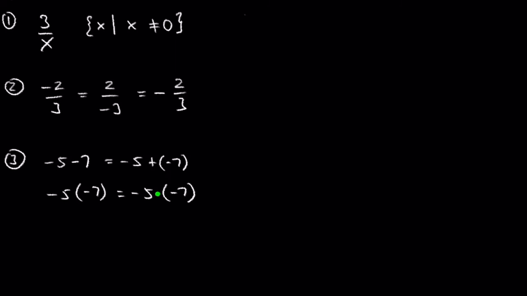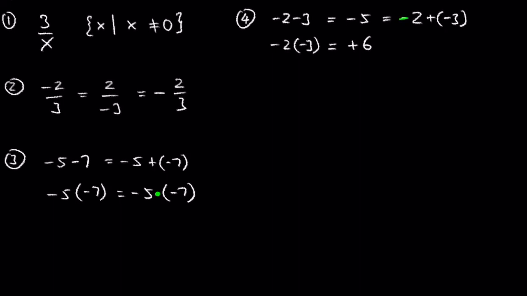Fourth, negative 2 minus 3 is equal to negative 5. But negative 2 times negative 3 is equal to positive 6. So be careful with the signs. Adding two negative numbers like here is negative. But multiplying two negative numbers is positive.